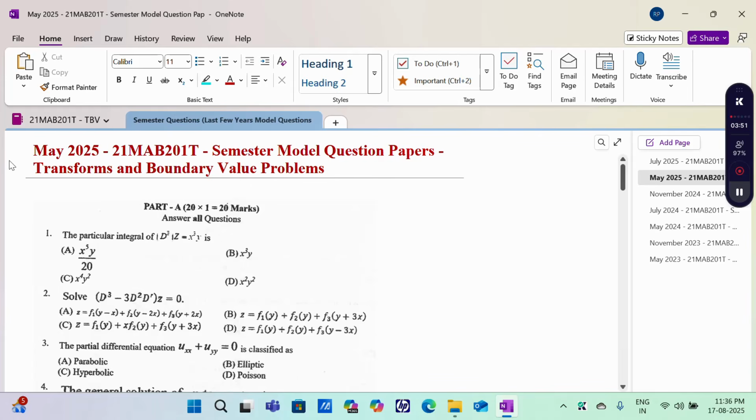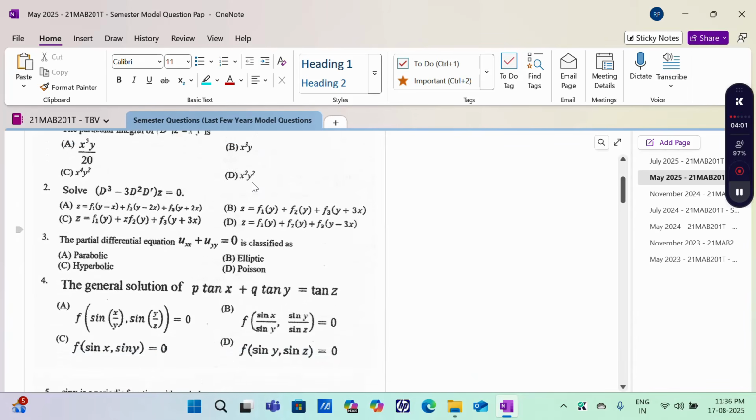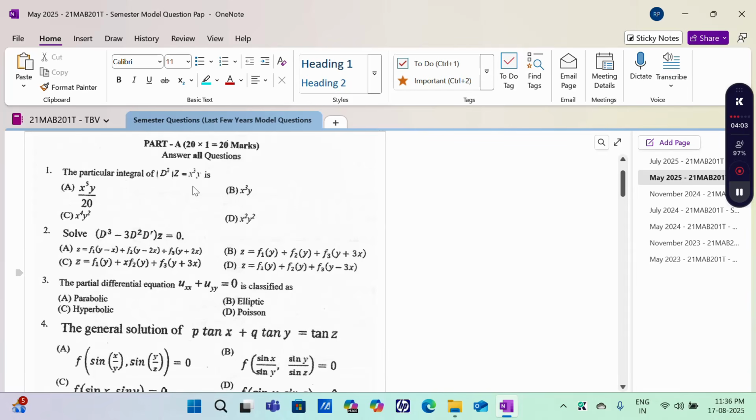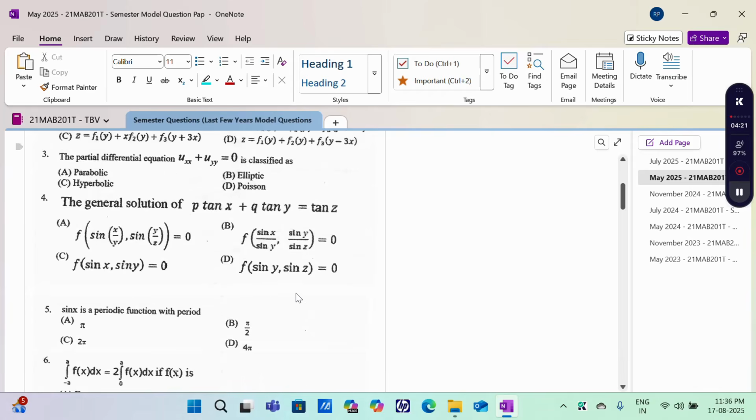And next, May 2025 Part A. As usual, the same pattern: 20 questions, each 1 mark, 20 marks, and each unit has 4 questions. The first question is a particular integral with right hand side of the form x power m y power n. The second question has right hand side 0, so only the complementary function is our general solution. The third question is an equation given to find the solution. And next is Lagrange's linear equation to solve.